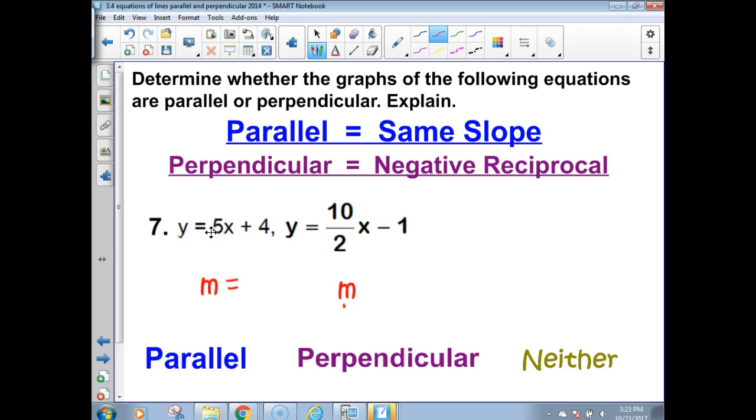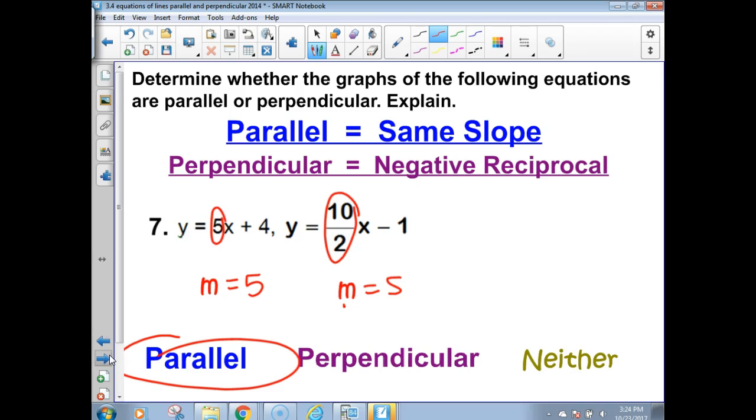All right, what's the slope of this line? Hurry, please, come on, pay attention, stay focused. We're almost done. 5. Okay, what's the slope of this line? What's 10 divided by 2? Okay, these have the same slope, so they are parallel.